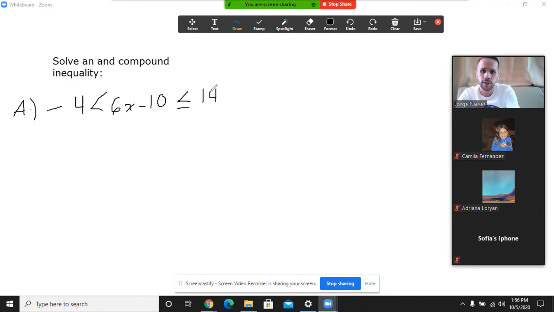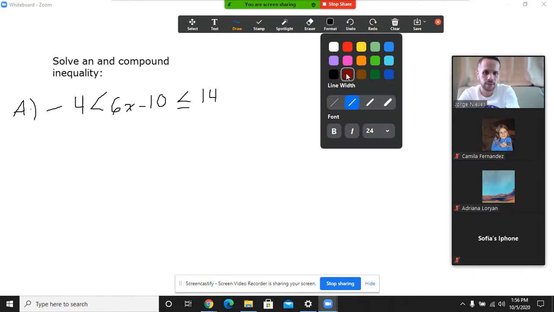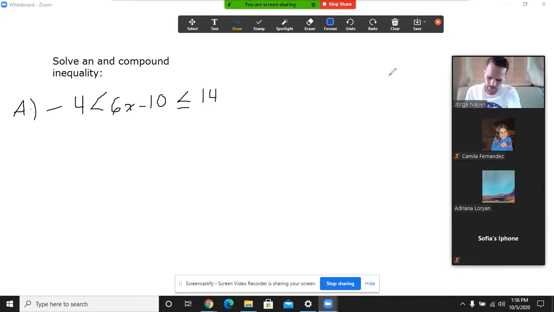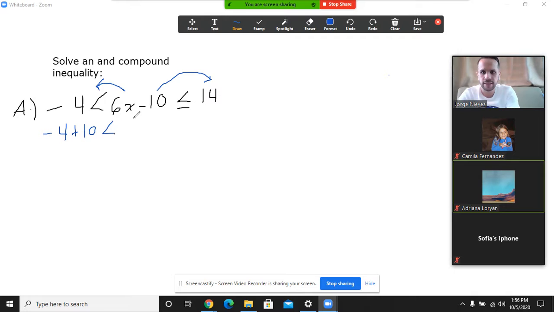So, what do you suggest we do? ¿Quién me dice qué hacíamos, si se acuerda de esto? Que lo discutimos en clase. Exacto, en otras palabras, ¿verdad? I'm going to leave the 6x alone, so I will add 10 to both sides of the compound inequality. Voy a hacerlo por paso. It's going to be like this. Negative 4 plus 10 less than 6x. And on the other side, I got less than or equal to 14 plus 10.